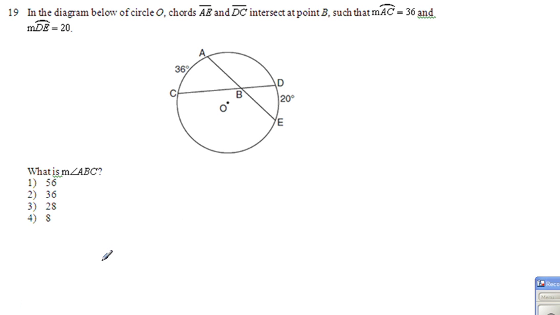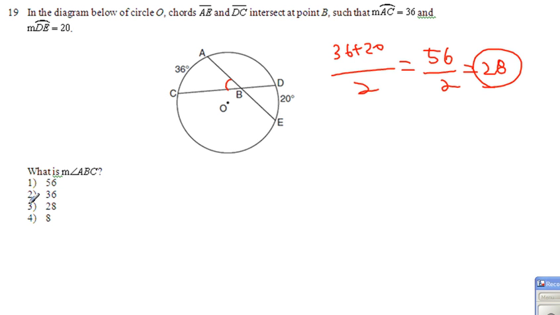Number 19. Now, what is the value of angle ABC? How do we find that angle? It will be simply the average between the two outer arcs. 36 plus 20 divided by 2, that would have been our answer, which now we realize is 56 divided by 2, which is equal to 28. That would have been our final answer. Number 3.